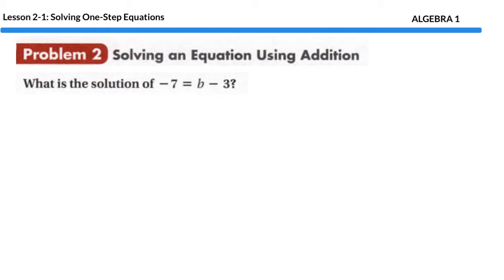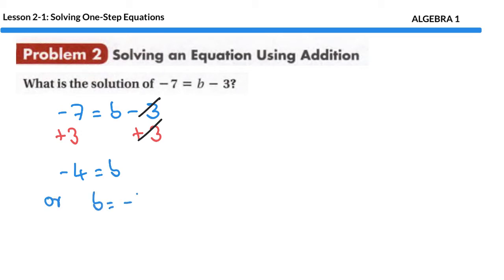So we have the equation minus 7 is equal to b minus 3. Add 3 on both sides. So minus 3 and plus 3 is 0. And minus 7 plus 3 is negative 4 equal to b. Or you can write it as b equal to minus 4. So this is the solution of the equation.